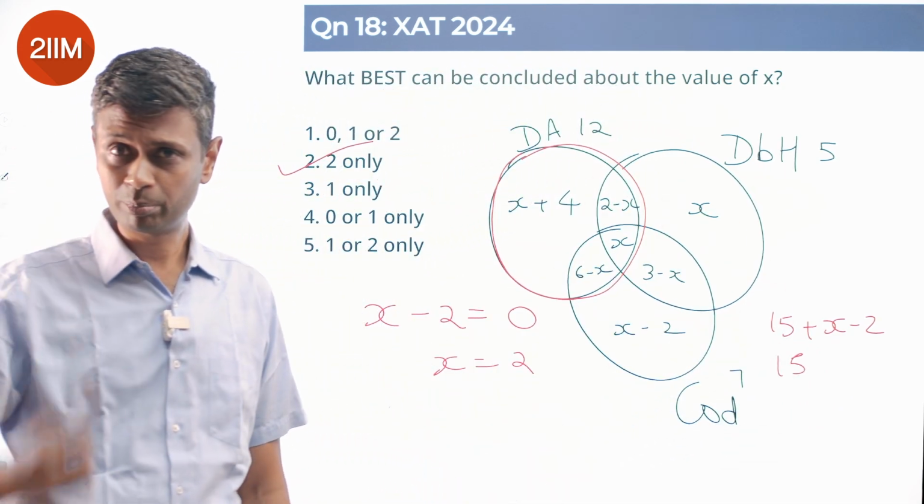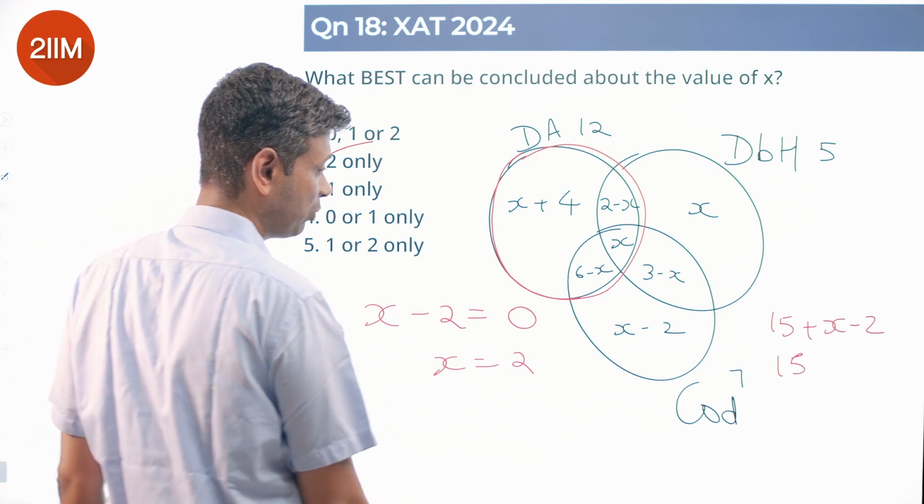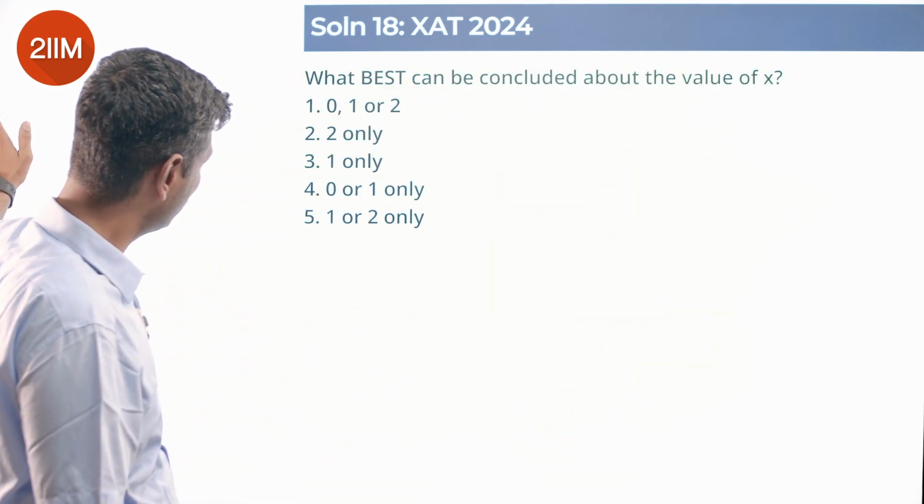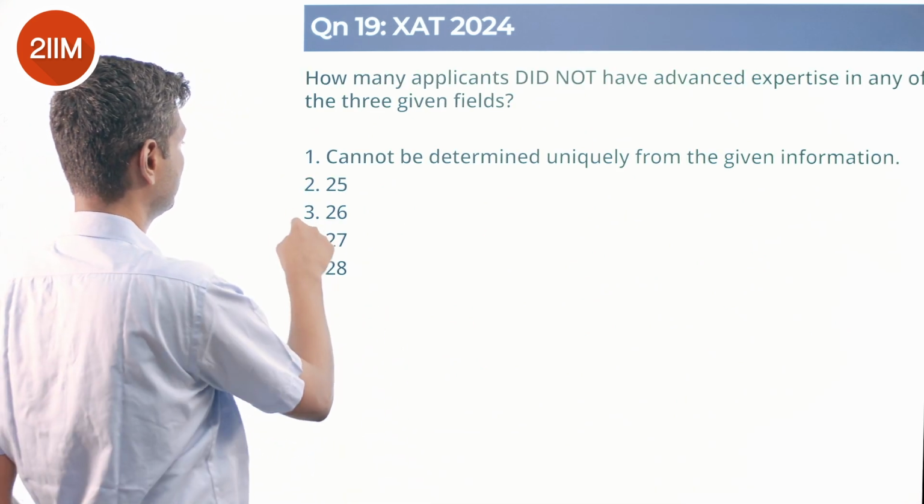Totally there are 41 people. So outside should be 41 minus 15, which is 26 people. Look at the choices. Hopefully 26 is there as one of the choices.